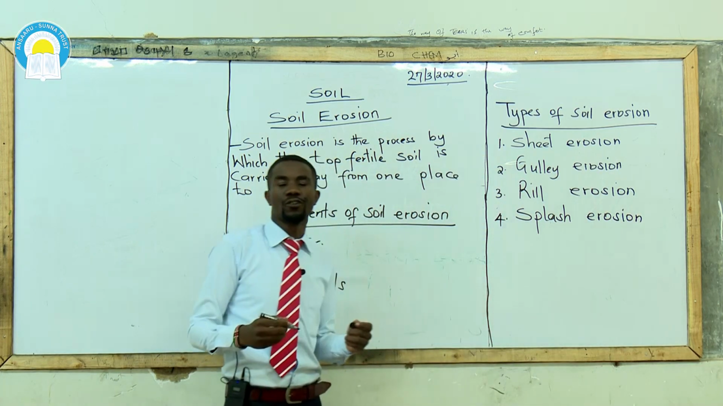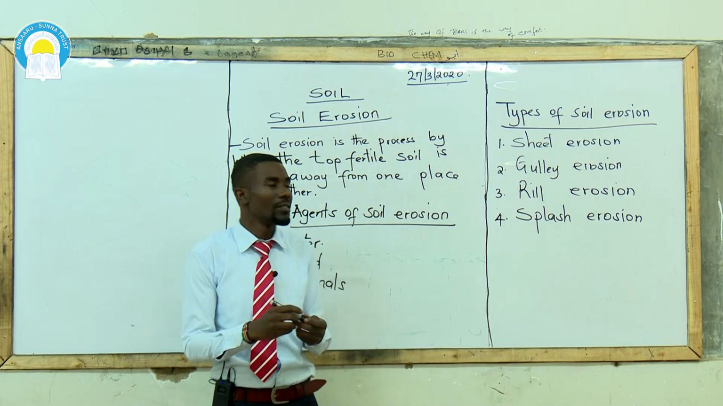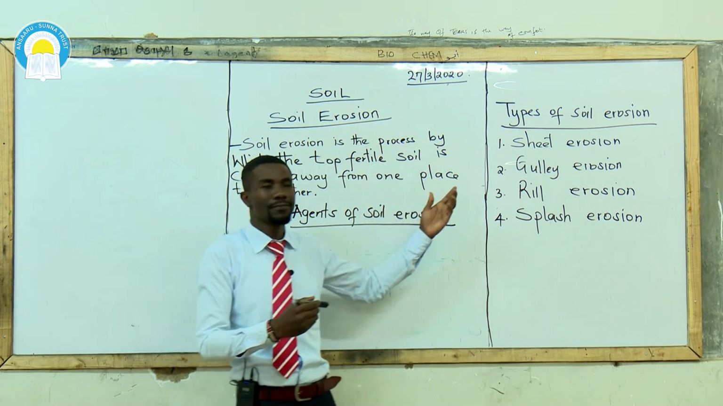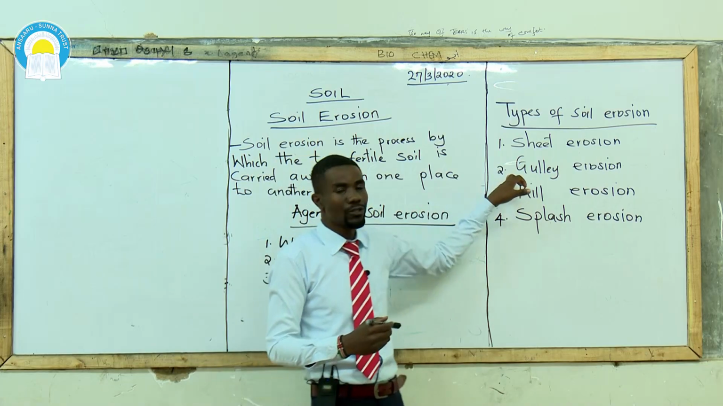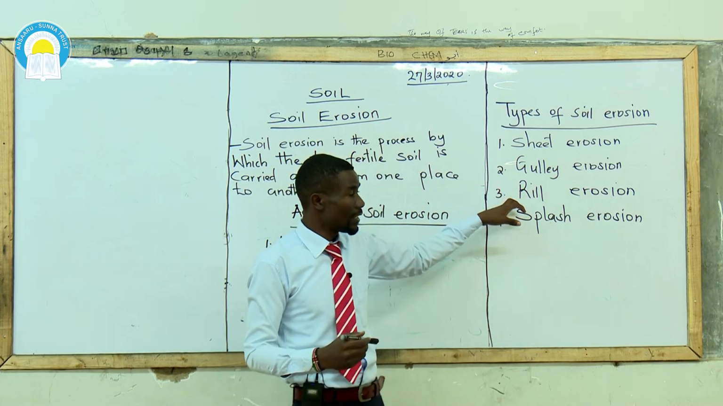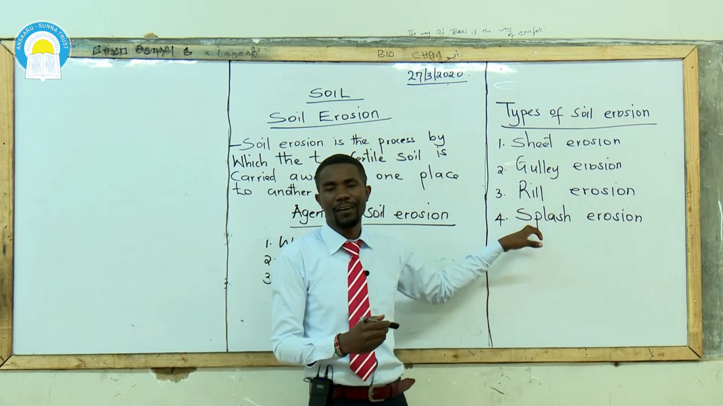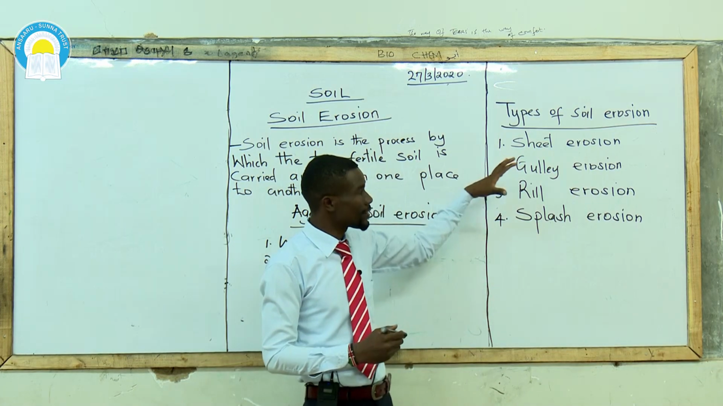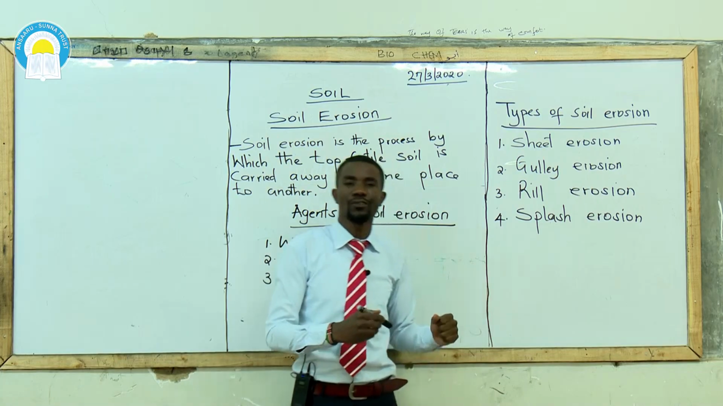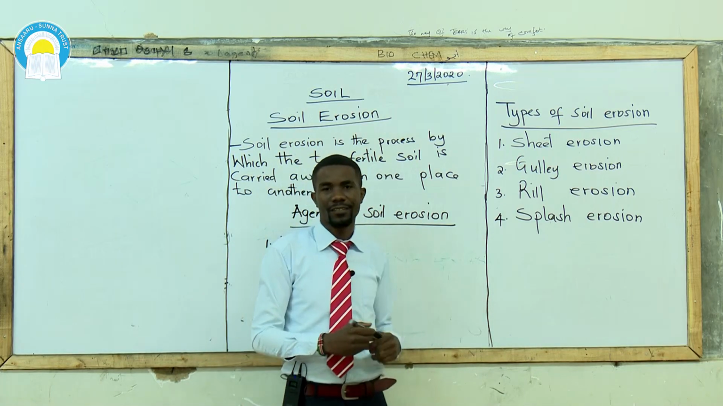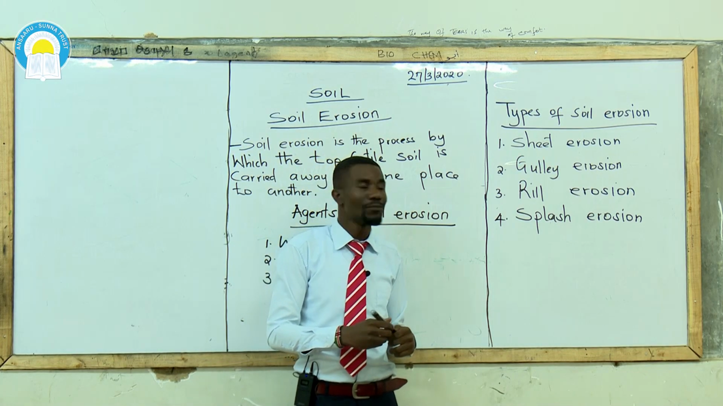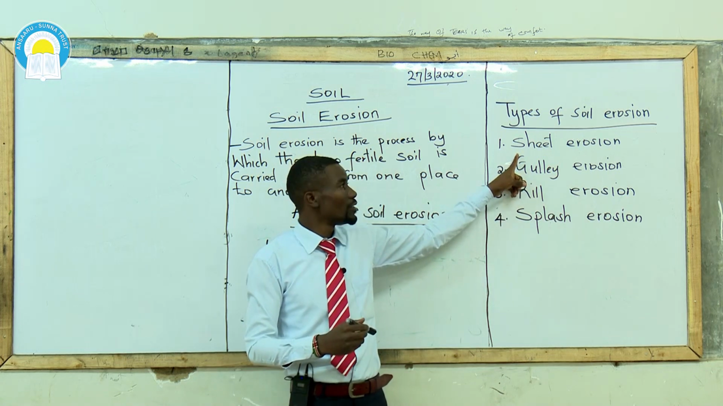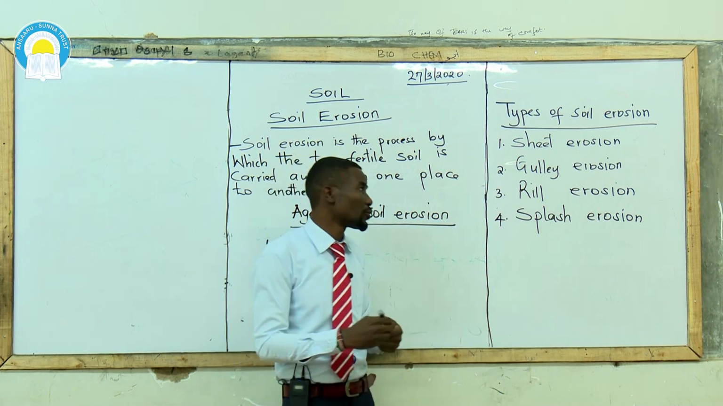We have got four types of soil erosion: sheet erosion, gully erosion, rill erosion, and lastly, splash erosion. We are going to discuss these four types of soil erosion one after the other. So we are going to begin with the first one here, which is called sheet erosion.